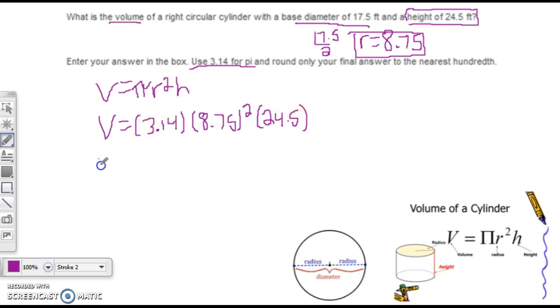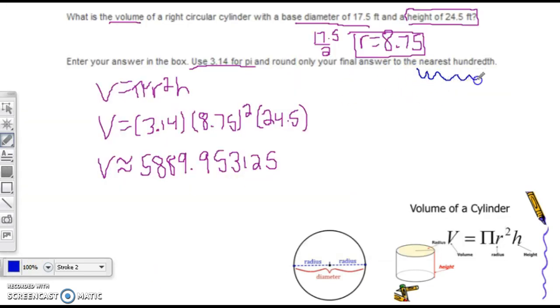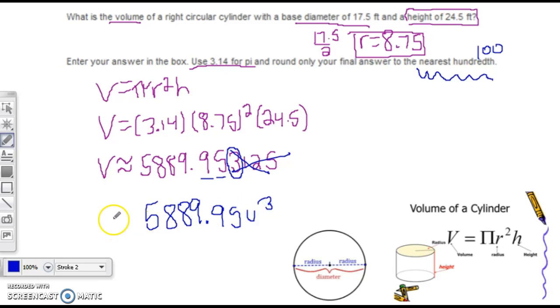When I multiply all of that, I get 5,889.953125. And it specifically says to round our answer to the nearest hundredth. Remember, there's 2 zeros in 100, so we want 2 decimal places. So I look at the number behind it. If it's 5 or higher, it'll move that second one up. Since it's a 3, it's going to stay the same, and we can just cut off that part. So my answer would be approximately 5,889.95 units cubed.